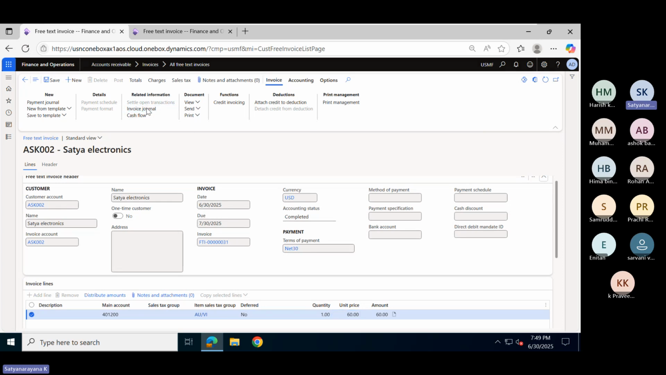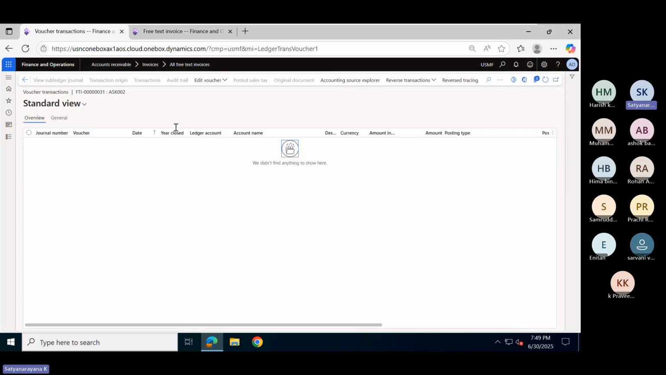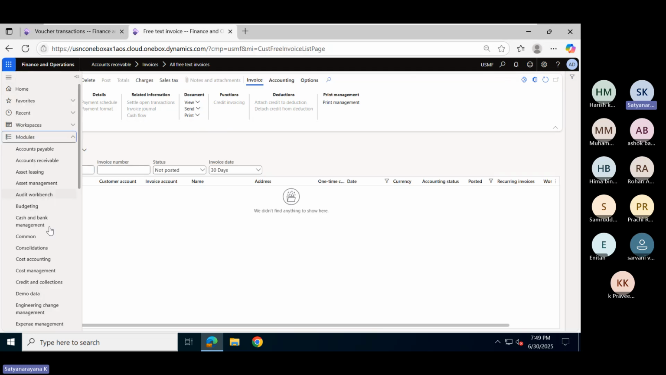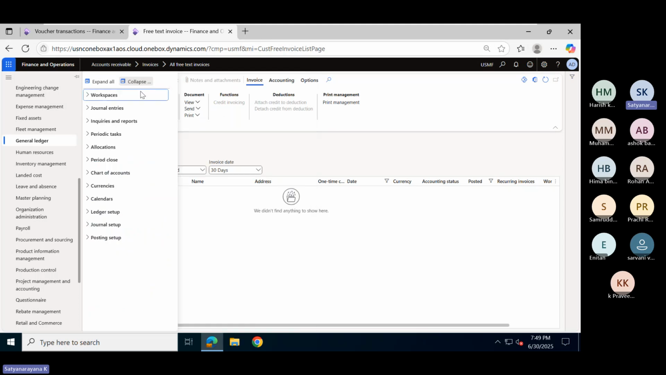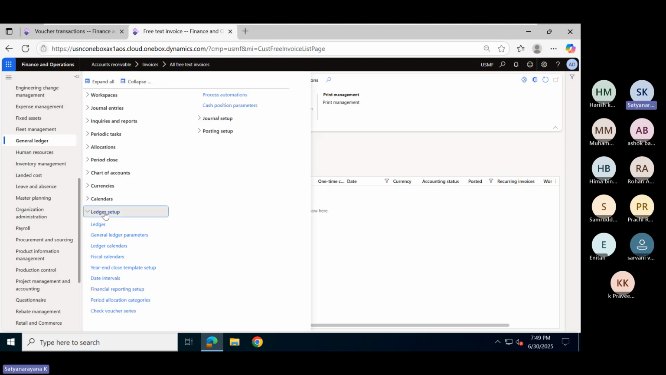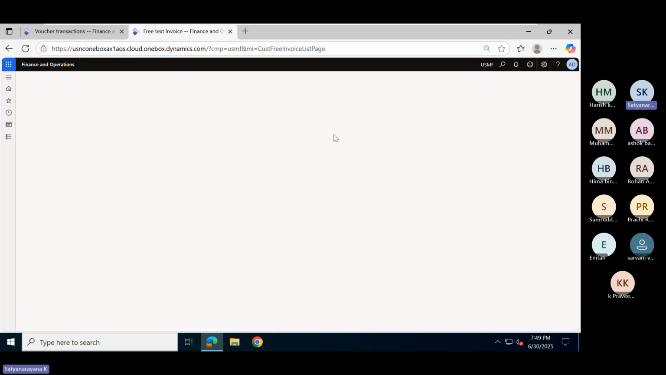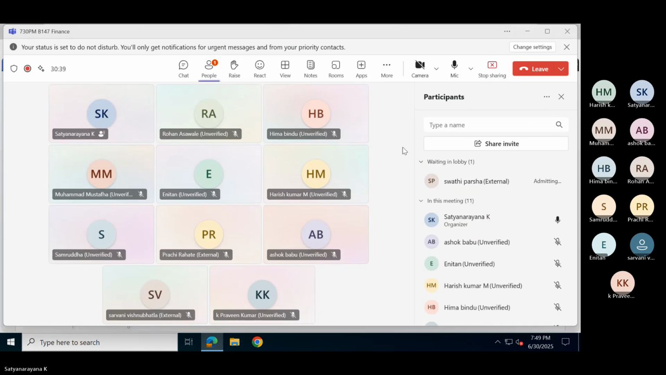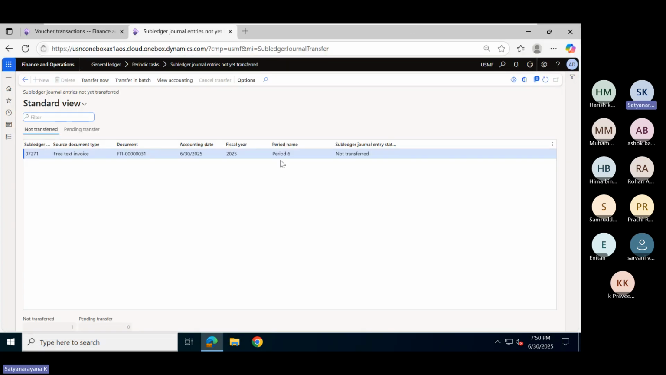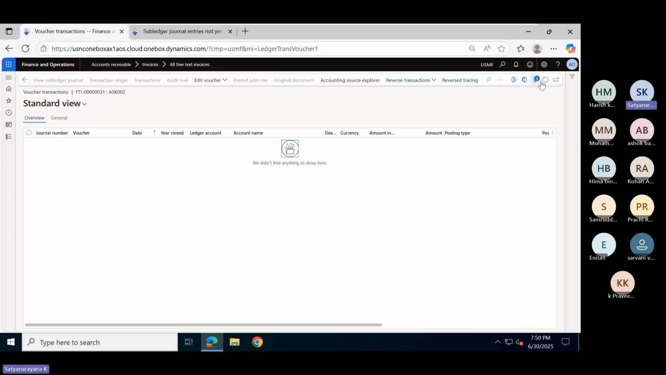So invoice journal, voucher. At present, the voucher is not displaying, and we need to go to general ledger, collapse all, ledger setup. Sorry, subledger journal entry is not transferred. Here we need to click on subledger journal entry is not transferred. Okay, now I'm transferring. Now you can see the voucher here.